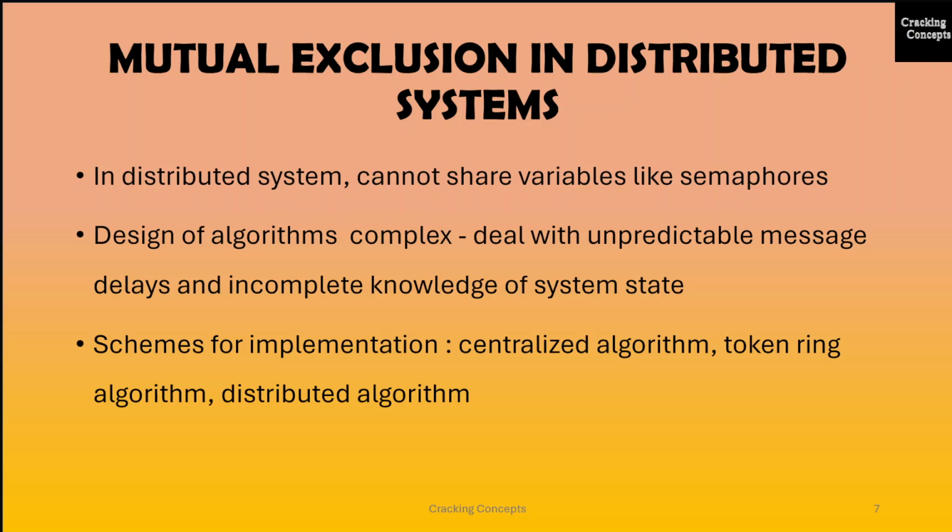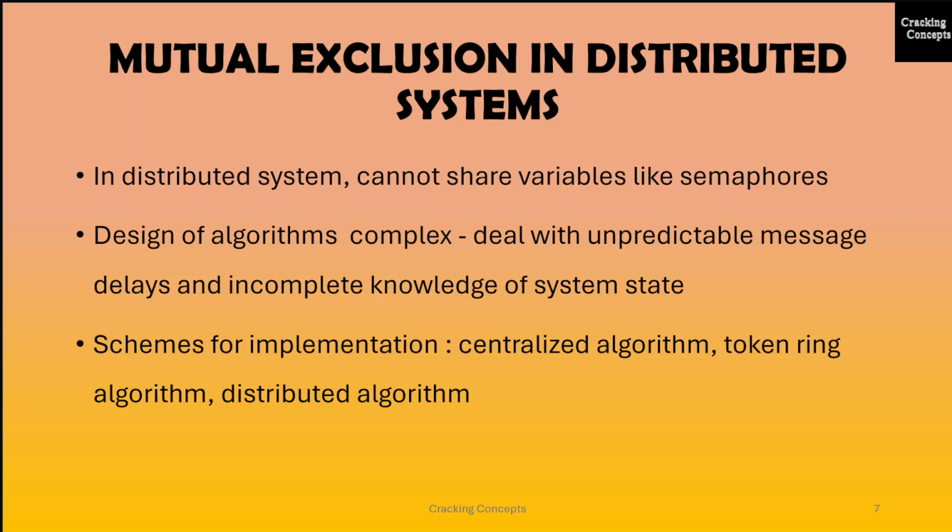Now we'll look in detail into mutual exclusion in distributed systems. In a distributed system, we cannot use shared variables like semaphores. Now, how do we support mutual exclusion here? The design of distributed mutual exclusion algorithms is complex because these algorithms have to deal with unpredictable message delays and incomplete knowledge of the state of the system.